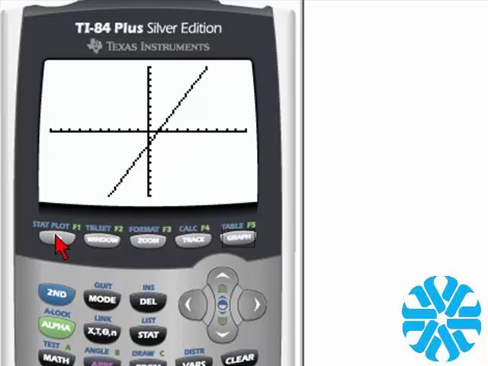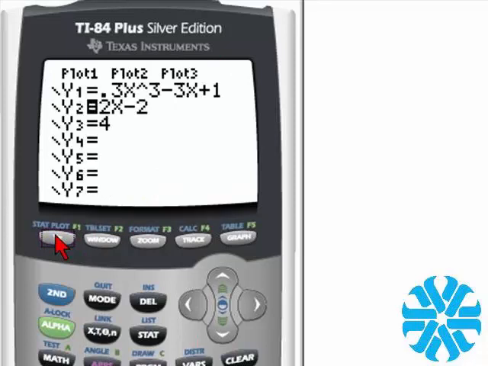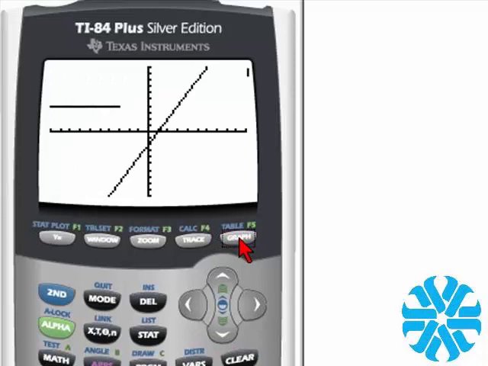Now let's say we want to put back one of the functions. We hit y equal, and let's say we want to put back the y3 equals 4. We're going to move the cursor down to the third line, then move it over once to the equal sign, and then hit enter. Okay, now let's move the cursor down so you can see this. So the first function, the equal sign, is not highlighted, and y sub 2 and y sub 3 are highlighted, so you're going to see those two functions. So when we hit graph, we see the horizontal line, and then we see the slanted line.